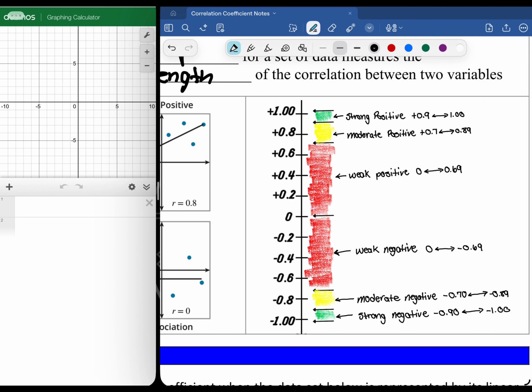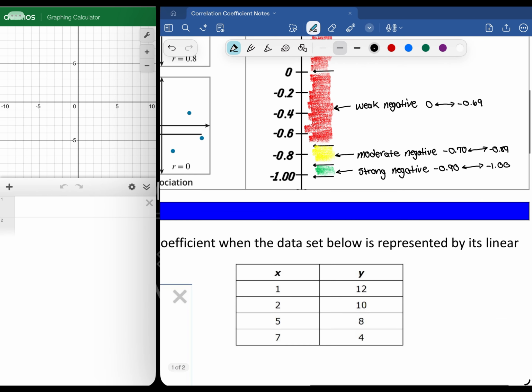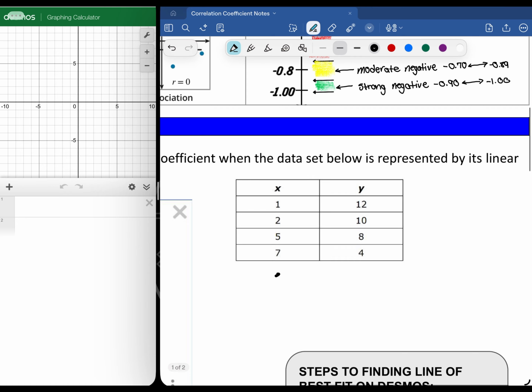And when it falls closer to 1, it becomes stronger. So if we look at it, it falls within the range of negative 0.9 and -1. So this one will be a strong negative for the answer to example 1. So we got strong negative.